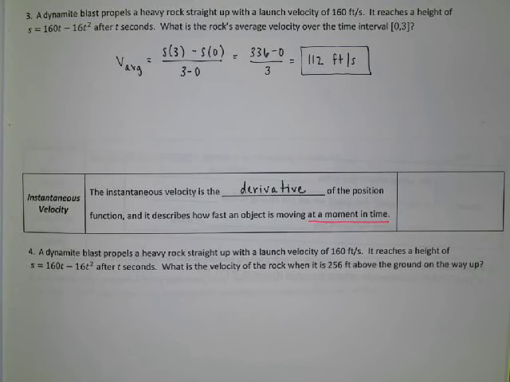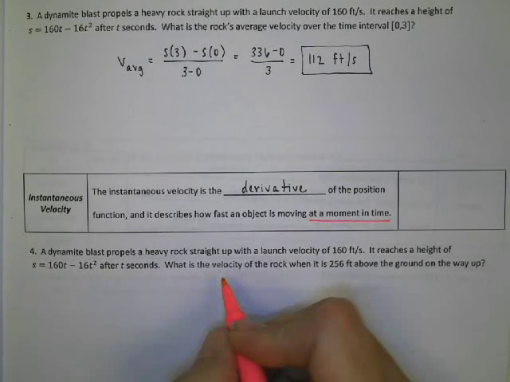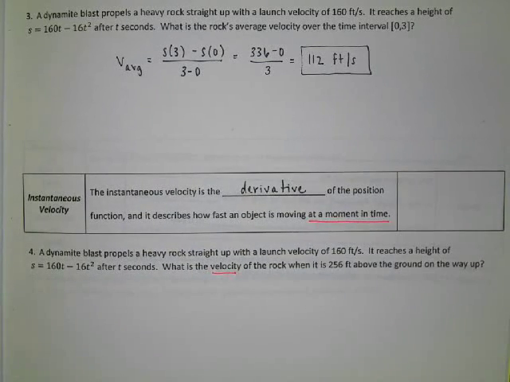So now again, same scenario that we keep going back to. So now we have this rock that's being shot up into the air. And now the question is, what is the velocity of the rock? And again, if they don't specify, they're referring to the instantaneous velocity. So what is the velocity of the rock when it is 256 feet above the ground on the way up?